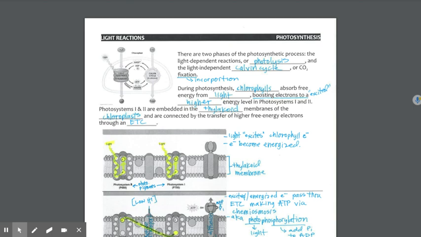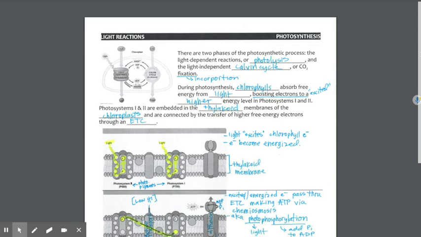Photosystems 1 and 2 are just a series of proteins that are embedded in the thylakoid membranes of the chloroplast. So we're looking at each like individual little stack of pancake, if you will, in the chloroplast. And they are connected to one another by a transfer of higher free energy electrons. They're connected through an electron transport chain.